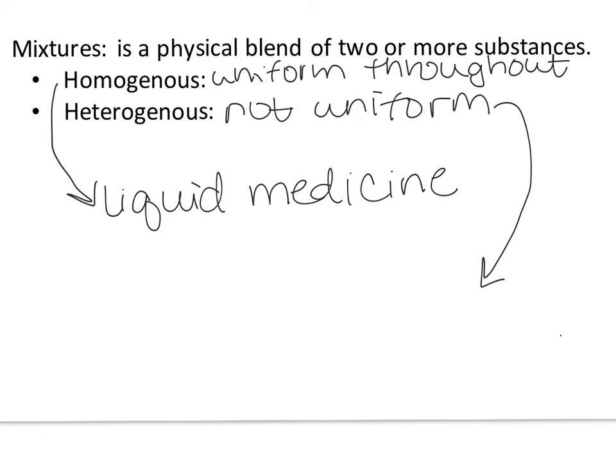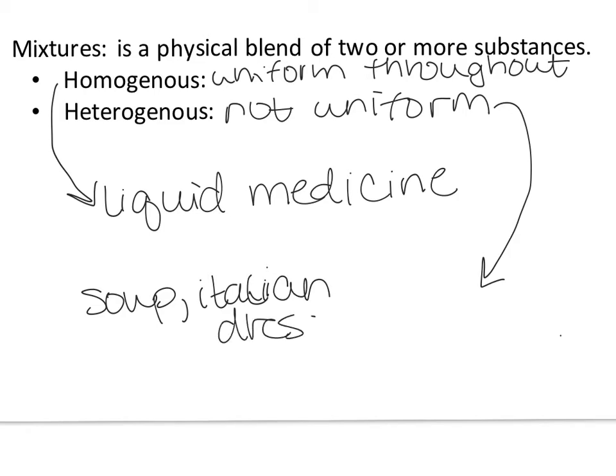A good example of a heterogeneous mixture would be soup. That's a mixture of two or more substances. Each spoonful that you get, you're not guaranteed that you're going to get the exact same amount of each of the substances. Or what about some of our salad dressing, like Italian dressing? Italian dressing is loaded with herbs and spices. Are you going to get the same amount of oregano in each sample of the Italian dressing that you get out of the bottle? Well, the answer is quite simple. It's no. You're not always guaranteed to get the same amount.